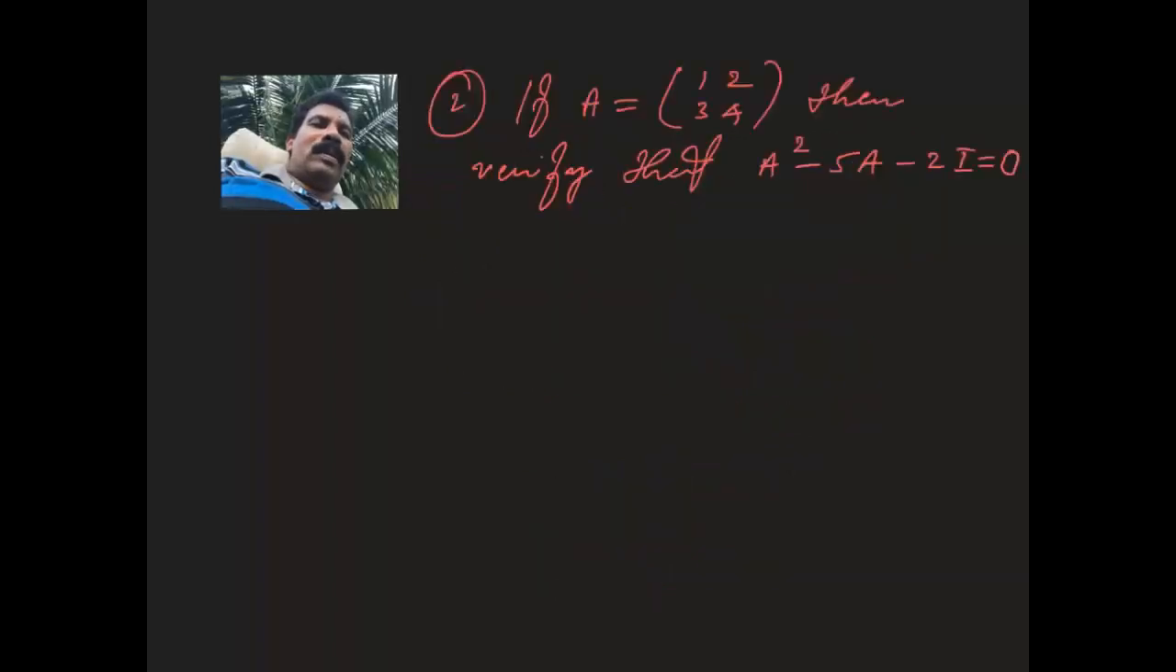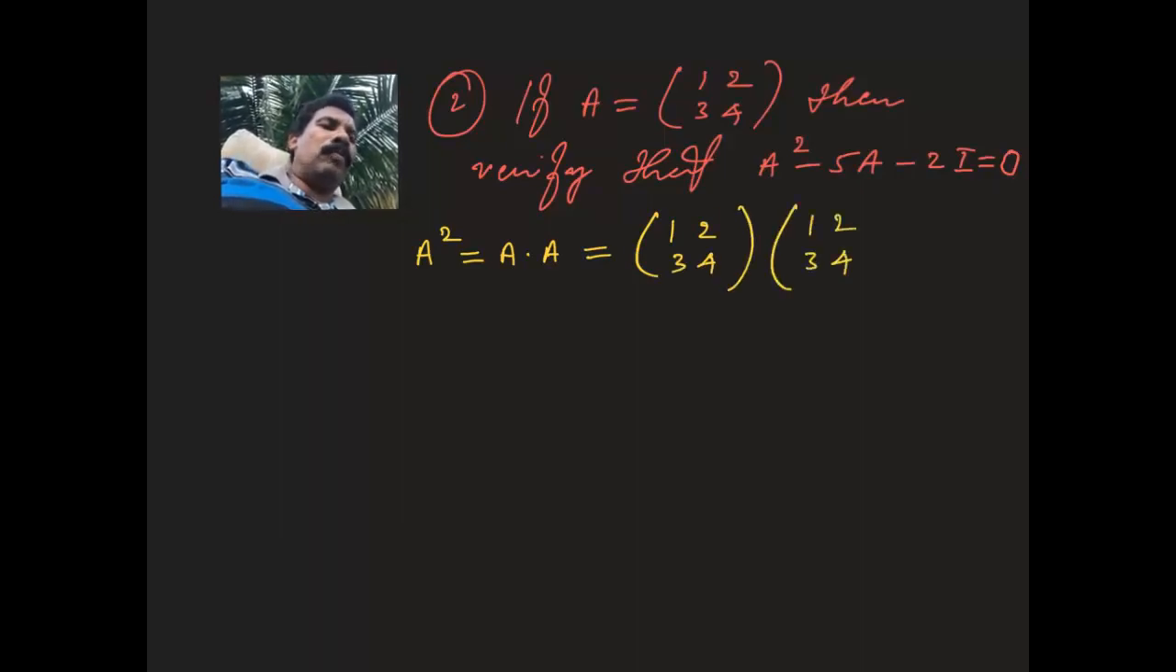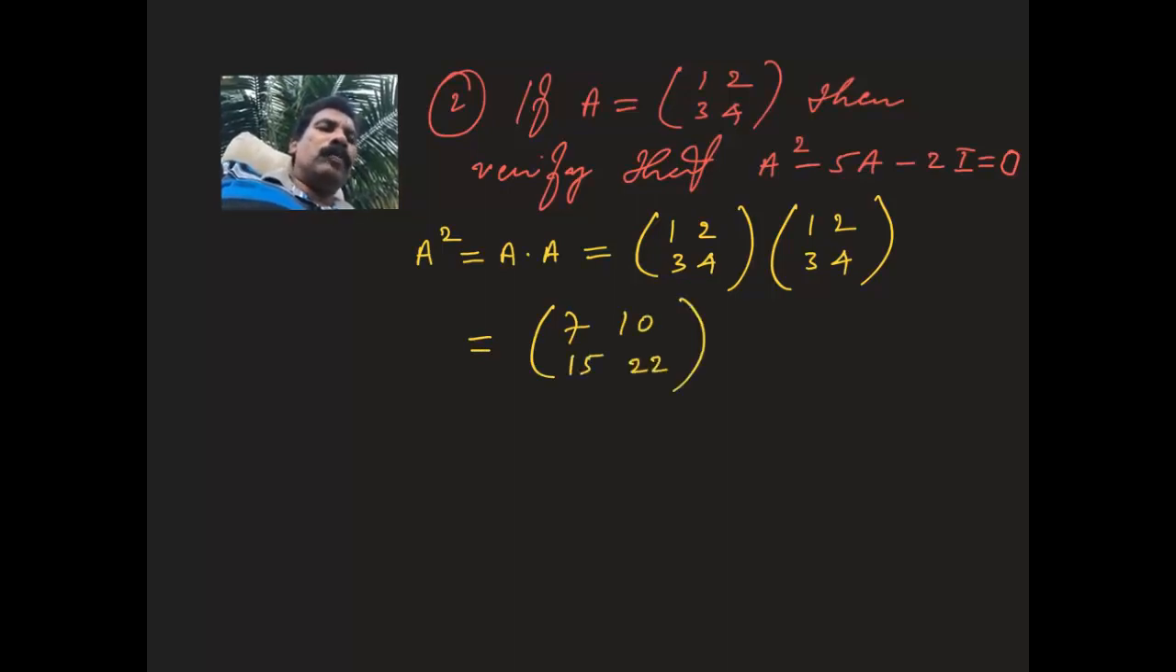Now another question. If capital A is equal to the 2 by 2 matrix 1, 2, 3, 4, then verify that A square minus 5A minus 2I is equal to O, means zero matrix. This question is once again very simple. First of all, we have to find A square. A square means A into A. That is, we have to multiply 1, 2, 3, 4 by 1, 2, 3, 4. By row column matrix multiplication, we can obtain 7, 10, 15, 22.